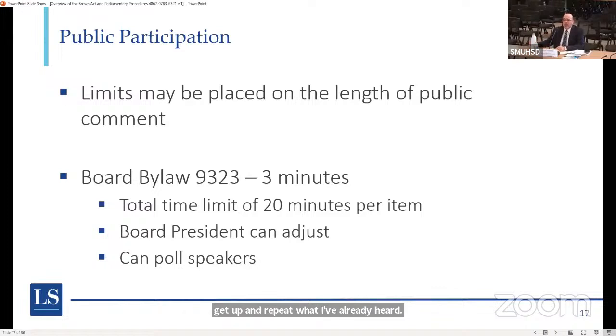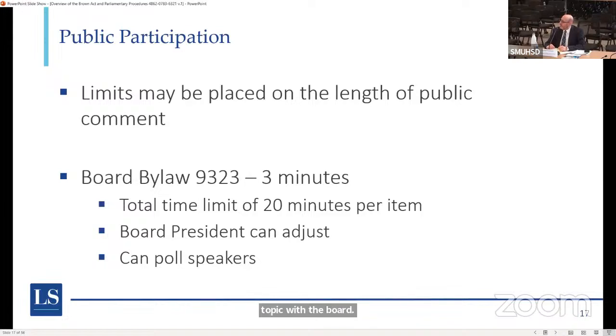If your point's been made, but you're here and you really want to let us know what it is, do this. The other thing is you can always send an email to the board. You can always send an email that says, I wasn't able to speak at the meeting, too many speakers, but I wanted to share my thoughts on this topic with the board. Thank you.